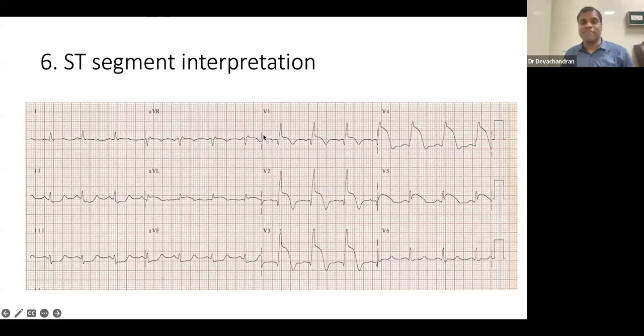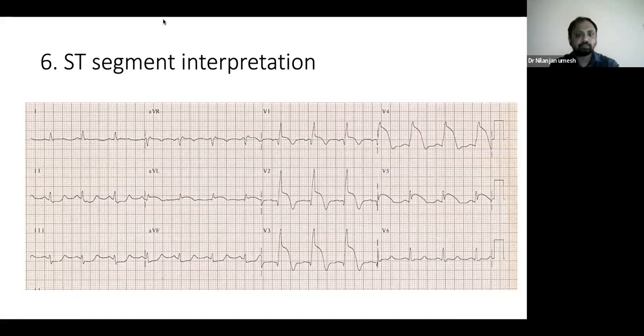Okay, perfect. Somebody, is it just V4 or any other leads? You see ST elevation V1, 2. So clearly, this is the baseline. This is the ST. Baseline, ST is way above here. So you see it in V1, 2, 3, 4, 5. So all the leads, anterior MI. Sorry, anterior wall MI, not anteroseptal. Anterior wall MI. Somebody has answered it correct.